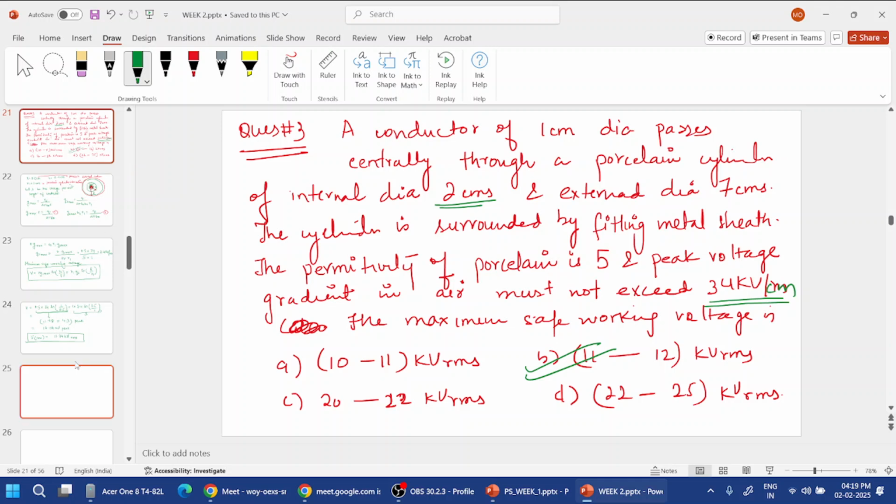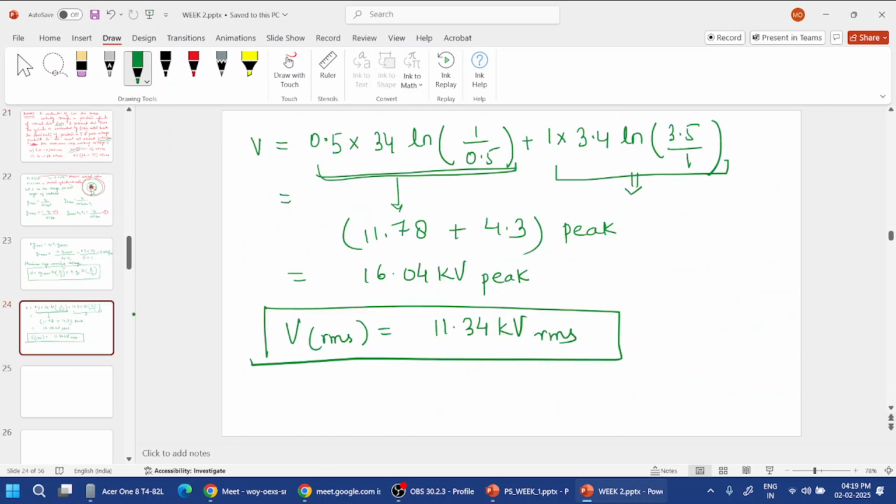There must be some calculating error. No, this is the peak value. We have to calculate by the RMS value. And for RMS, I think it will come out to be, yes, for RMS divide by root 2. Then you can get the RMS value.